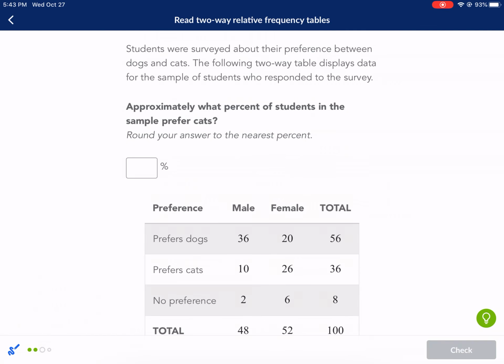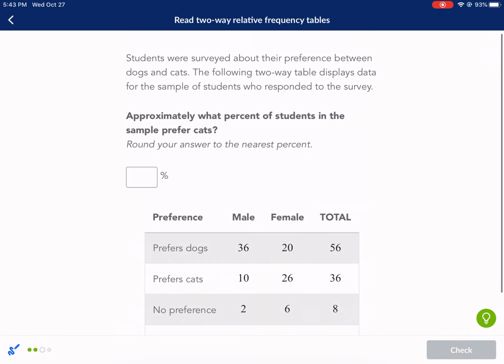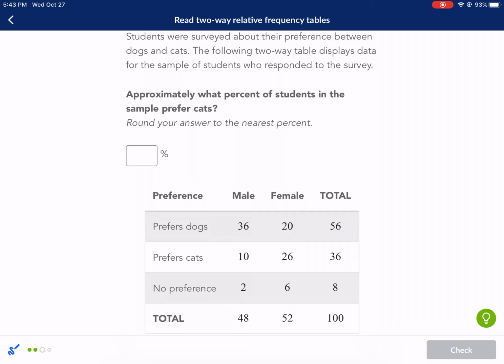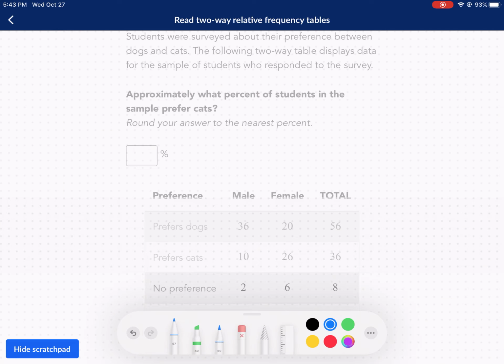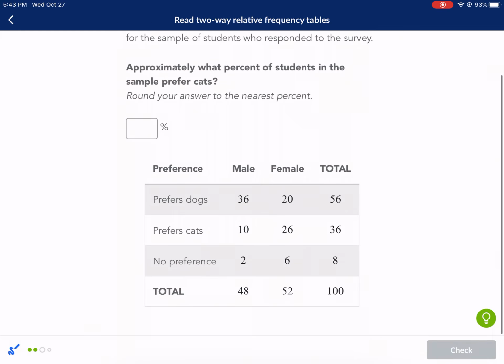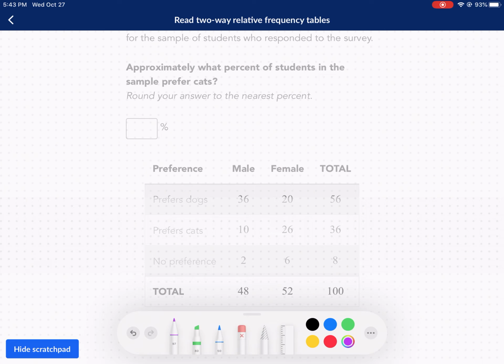Okay, next question. All right, dogs and cats. You say male and female if they prefer cats or dogs. All right. So, approximately what percentage of students in the sample prefer cats? So we're going to look here, and we're going to look to see who prefers cats in the sample. It says what percentage of students. It doesn't say male or female, so it just says prefers cats.